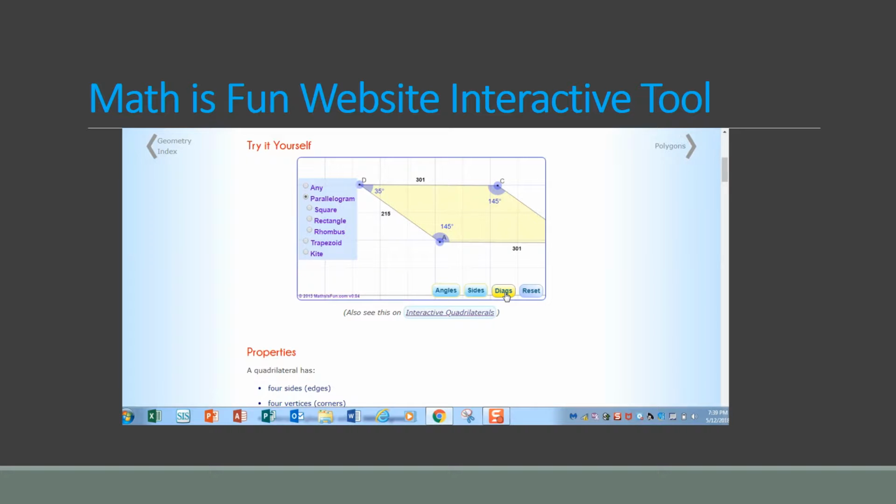Diagonals can be seen, and you can actually see all three characteristics at once if you want to turn them all on. So here again, sides, angles, diagonals. You select another shape if you want to investigate more on your own, hit reset, and it will give you one to start in the middle.